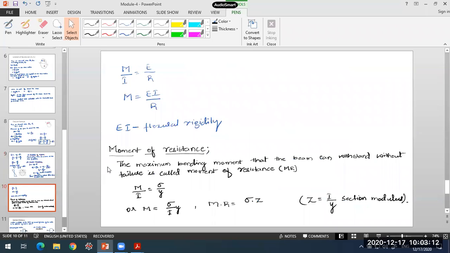Now after that, another term was the flexural rigidity. This product EI is called the flexural rigidity of the section or of the beam. The product of modulus of elasticity and the moment of inertia is known as flexural rigidity.